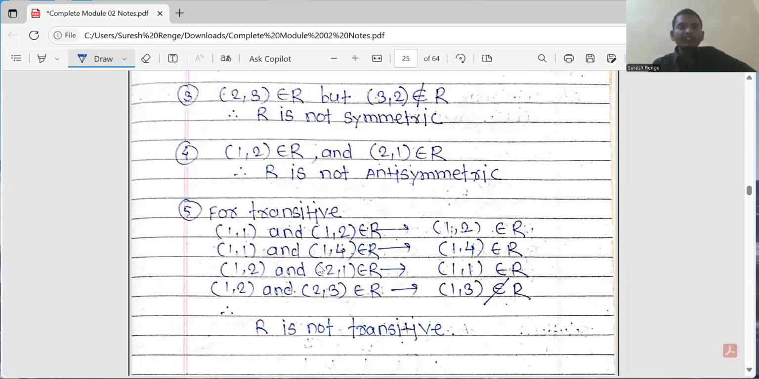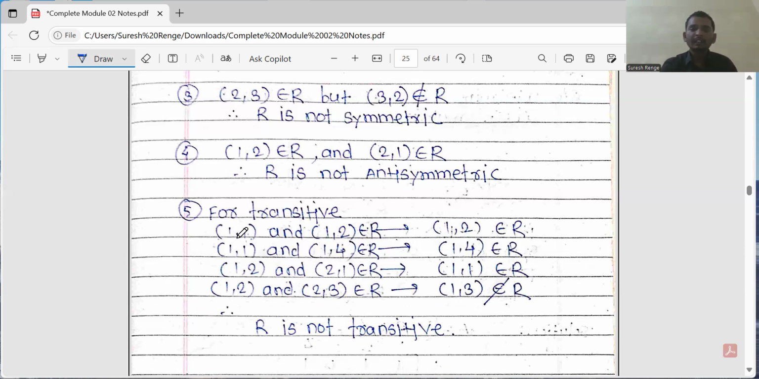A, B, C belong to relation R. Let us observe. If you want to say a relation is transitive, we must show it for all possible pairs. If we want to comment that a relation is not transitive, it is enough to show one pair which does not satisfy the transitive property. But to say a relation is transitive, you must check each and every pair.